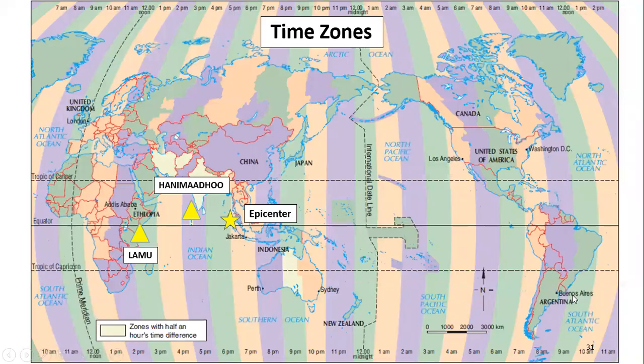Time zones. Additionally, you'll need to work with time zones. As the tsunami traversed the Indian Ocean, it crossed time zones. Each time zone represents a 1-hour time change. For example, as you move west from the epicenter in Sumatra, 1 hour is subtracted with each time zone. Conversely, as you move east from Africa towards Sumatra, 1 hour is added with each time zone. When you answer your questions in your lab related to tsunami arrival times, make sure you answer in terms of local time.